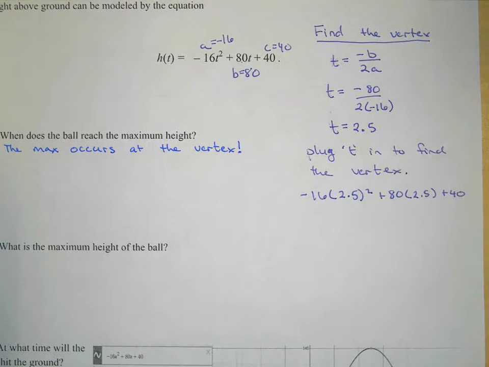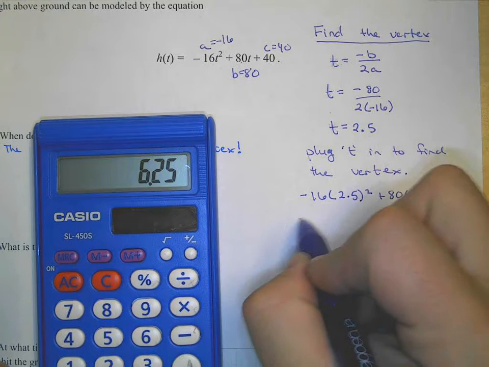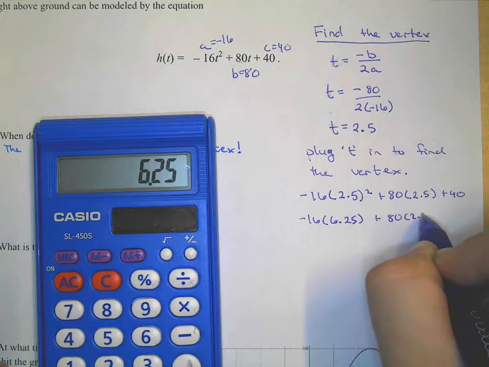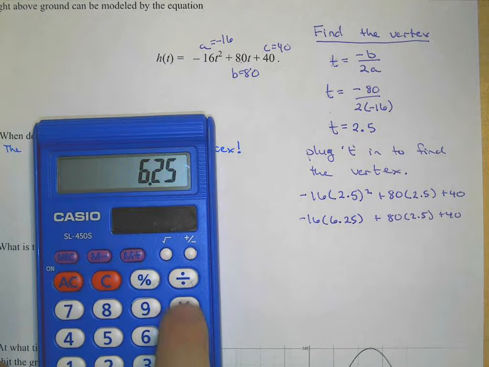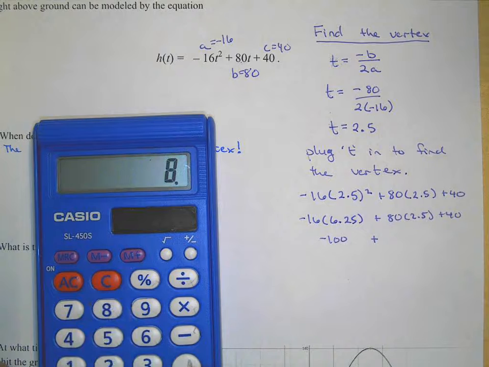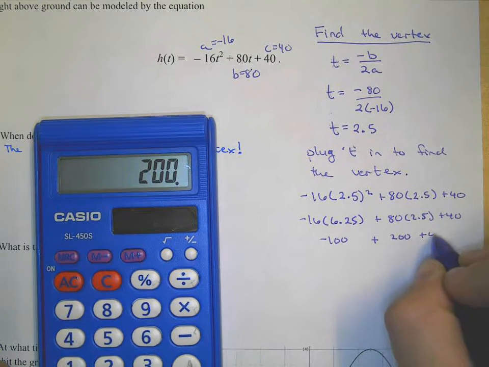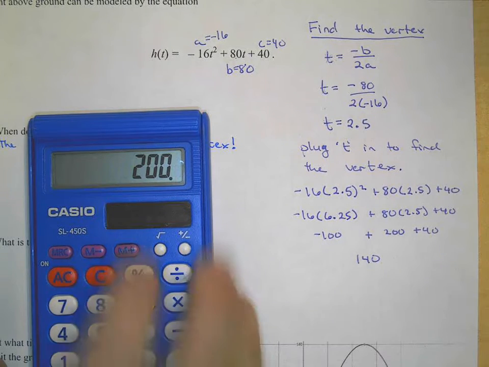So now I'm just simplifying. I'll do 2.5 squared. So 2.5 times 2.5 equals 6.25. So I have negative 16 times 6.25 plus 80 times 2.5 plus 40. I'll do these two multiplications. Negative 16 times 6.25 is going to equal negative 100, plus 80 times 2.5, that's going to equal 200, plus 40. Now we combine these, and we'll get 140.